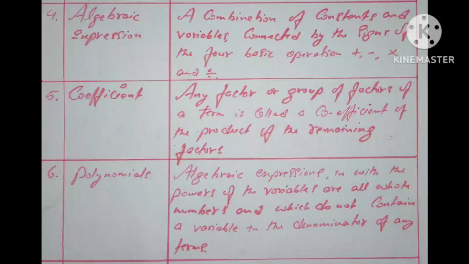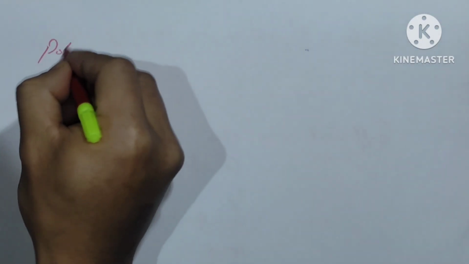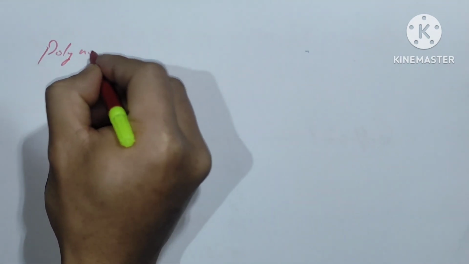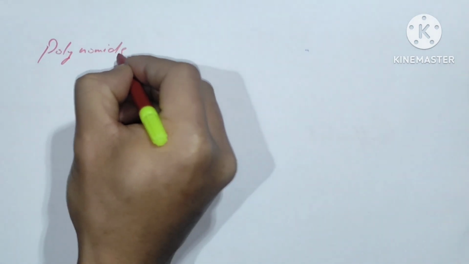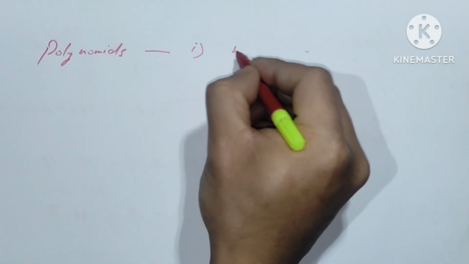A polynomial is an algebraic expression in which the powers of the variables are all whole numbers and which does not contain a variable in the denominator of any term. If you can't understand the definition of this polynomial, let's do an example. A polynomial consists of variables and coefficients. We can perform arithmetic operations such as addition, subtraction, multiplication, but do not divide by variables.